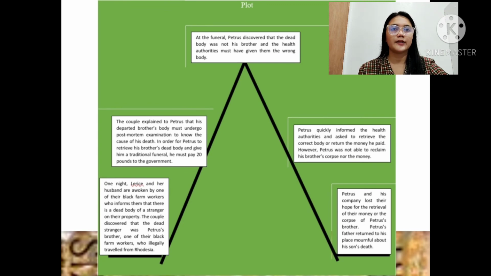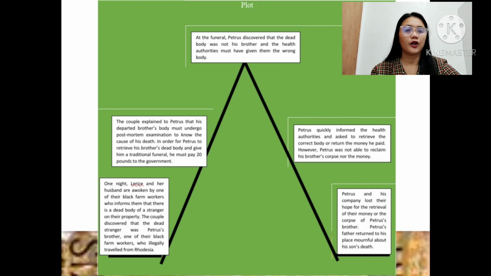The couple explained to Petrus that his departed brother's body must undergo post-mortem examination to know the cause of his death. In order for Petrus to retrieve his brother's dead body and give him a traditional funeral, he must pay 20 pounds to the government. Then we have the climax. At the funeral, Petrus discovered that the dead body was not his brother, and the health authorities must have given them the wrong body. Then we have the falling action.